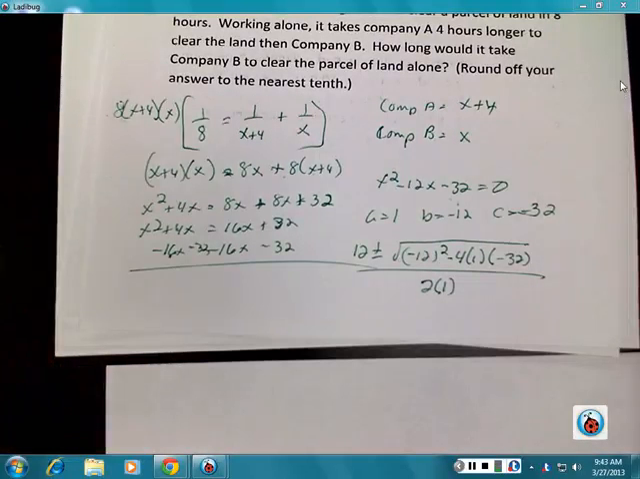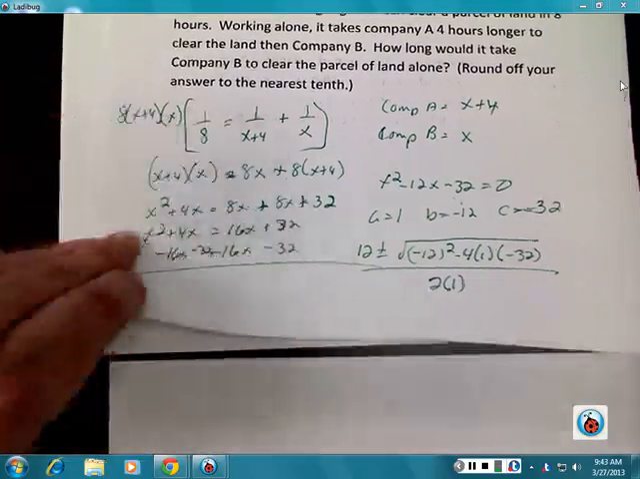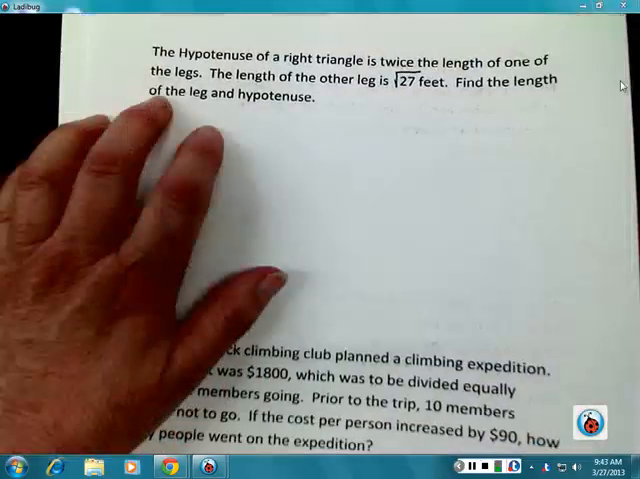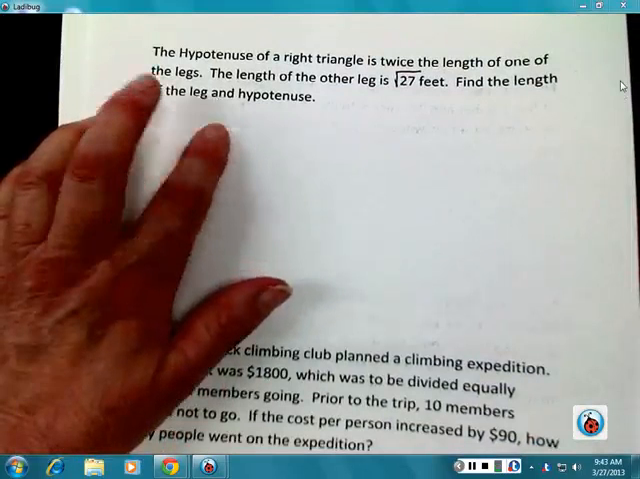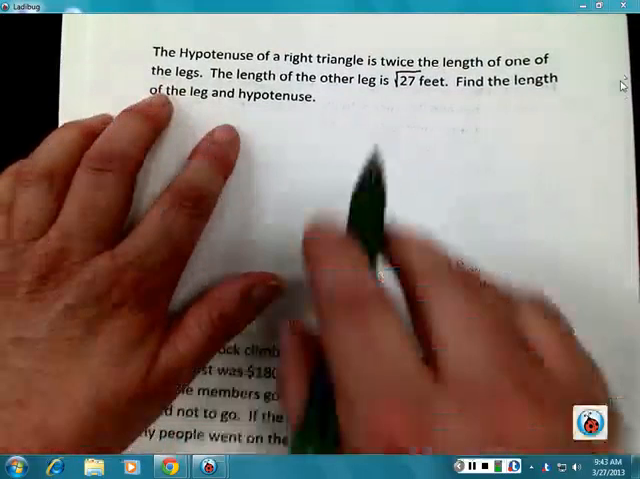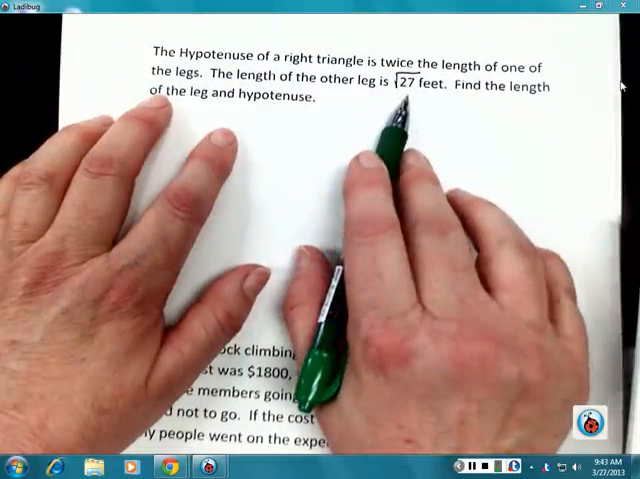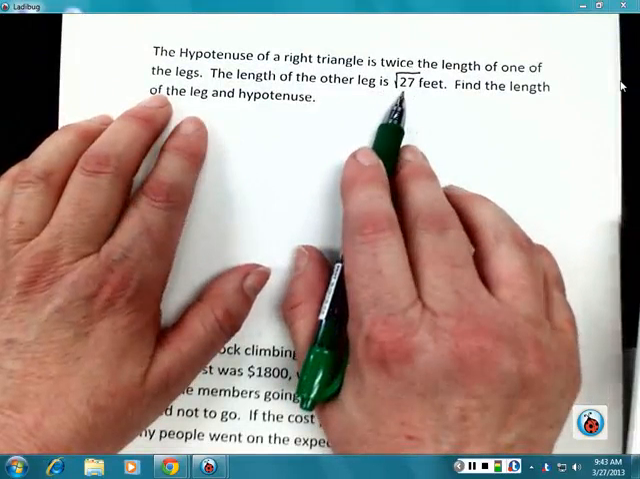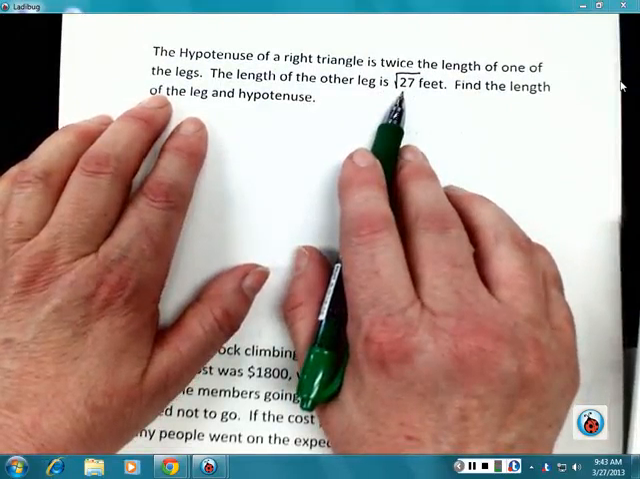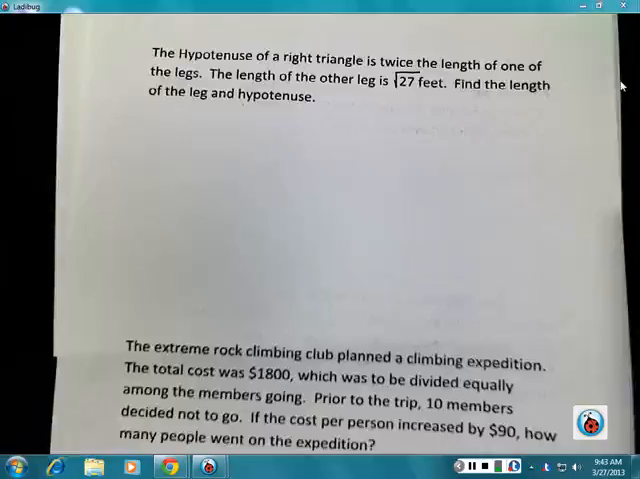Correct? Okay. Good deal. Let's see. We did a hypotenuse one, so you guys think you're okay with that one? This one gives me the square root of one of the legs. So when I square that, what am I going to end up with? When I square the square root of 27, I just get 27. Okay, so be careful with that one.